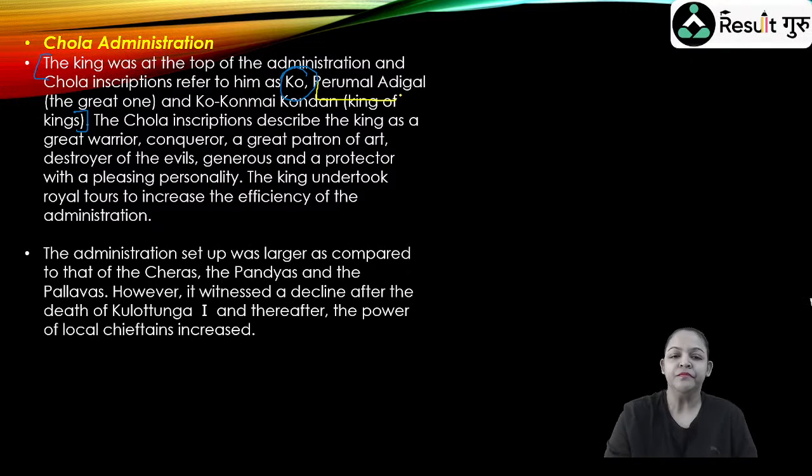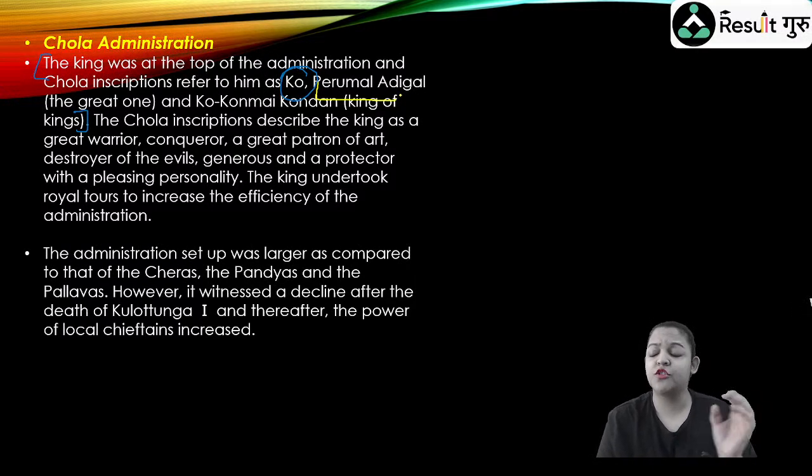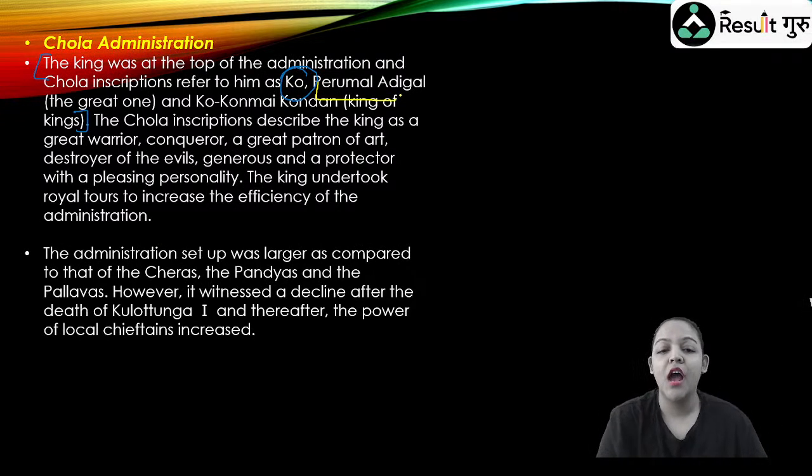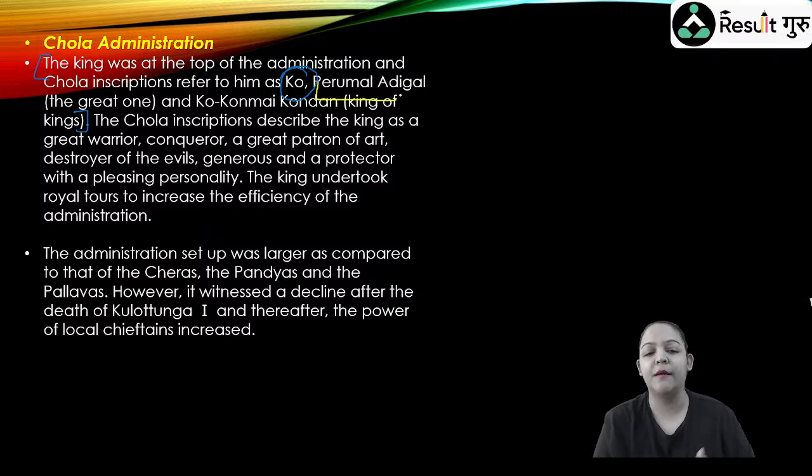Okay, now the administration setup was larger as compared to that of the Cheras and the Pandyas. Obviously, it is going to be larger because the Cholas have literally captured or conquered everything of the Cheras and the Pandyas and the Pallavas, right? Now, however, it witnessed decline after the death of Kulottunga I, and thereafter the power of the local chieftains had increased. Fine, and after them the power was mostly with the local chieftains.